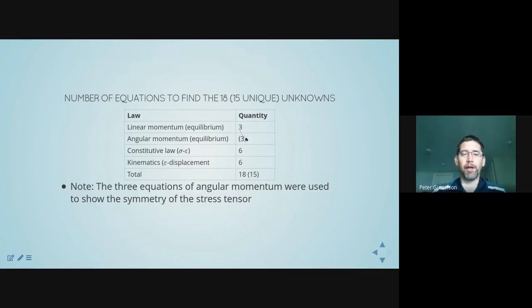Okay, so we have a linear momentum. This is the sum of the forces. We have angular momentum, which turns out to drive the symmetry of the stress tensor. So that one is, in some ways, we've already used that equation. We've got the constitutive law, that is a relationship between stress and strain, which was represented by a 6 by 6 matrix. And a 6 by 6 matrix, there are 6 rows in it, so that's 6 equations. We have the kinematic relationship, that's the relationship between strain and displacement, and there were 6 of those. So for a total of 18 equations to find the 18 unknowns, 15 unique unknowns.